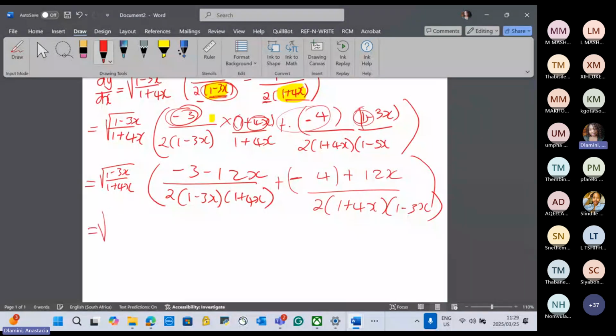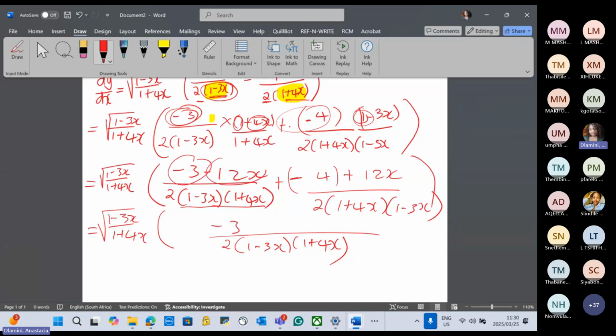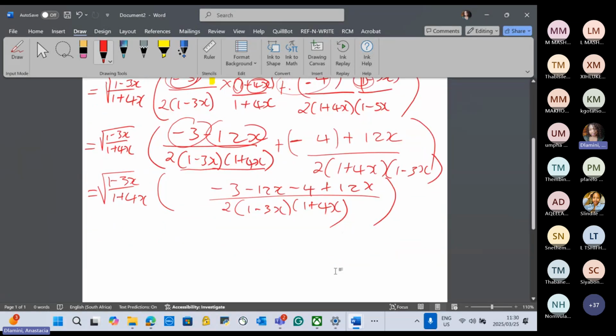So this is then equal to the square root of minus 3x over 1 plus 4x. Now, the same denominators, we take them the way it is. So it's 2, 1 minus 3x, 1 plus 4x, like that. So it's minus 3 minus 12x minus 4 plus 12x. Be careful of the signs. So then this is equal to.